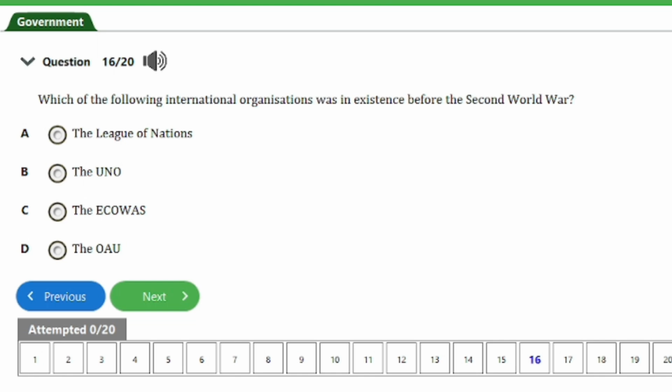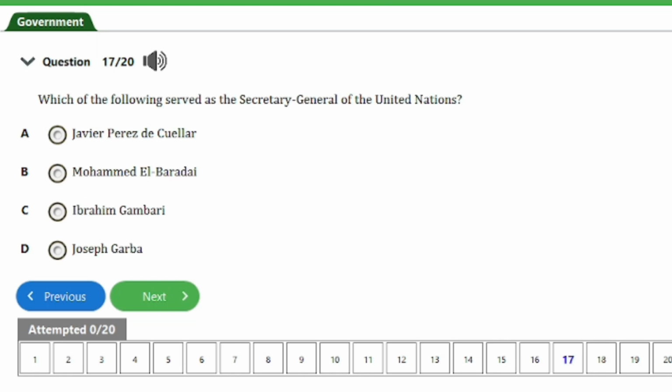So let's head on to the next one, guys. So the next question here, question number 17, says, which of the following served as the Secretary General of the United Nations? We have A, Javier Perez de Cuellar. We have B, Mohamed El Baradei. C, Ibrahim Gambari. And D, Joseph Gaba. So guys, the answer to this question is option A, that's Javier Perez de Cuellar. And that's it for this question.